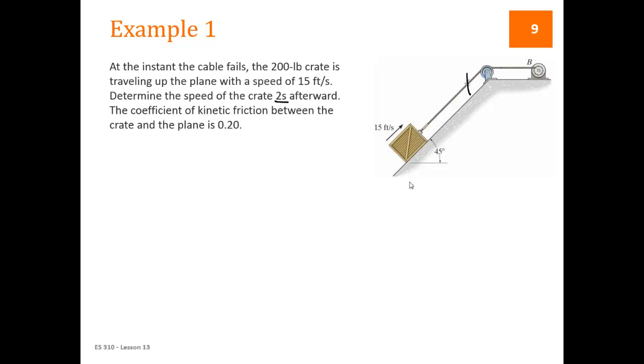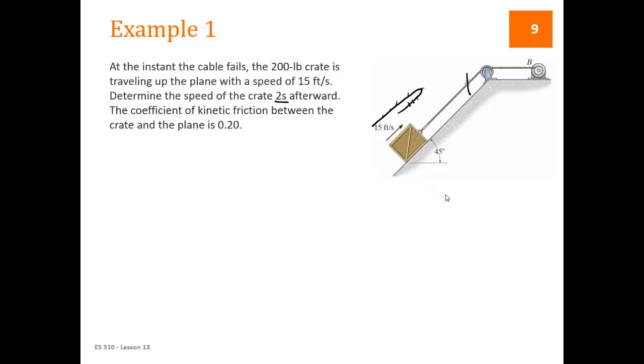So if we think about this happening, this crate's moving up, rope breaks, for a little bit the crate's going to continue moving up, right? Then it's going to turn around and start moving down. We don't know where the 2 seconds are in this process. 2 seconds could be along this way, could be right at that point, or it could be along this way. So we need to figure out what this velocity is. So we're going to have to make some assumptions. If we find out we made the wrong assumptions, we'll have to go back and redo it.